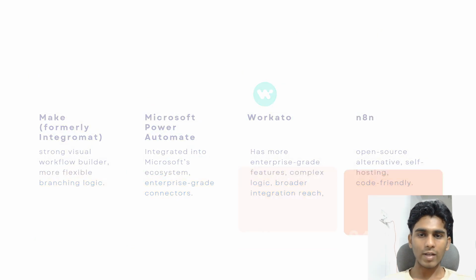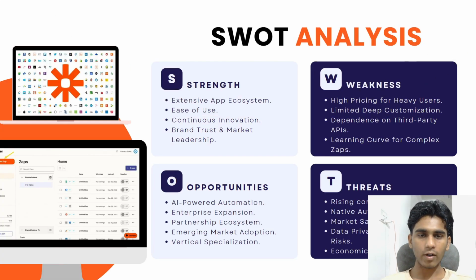So now let's look into the SWOT analysis of Zapier. What are the strengths? Extensive app ecosystem, ease of use, continuous innovation, and brand trust and market leadership. So these are the strengths of it. Then we have the weaknesses, which are high pricing for heavy users, limited deep customization, dependency on third-party APIs, and the learning curve for complex apps.